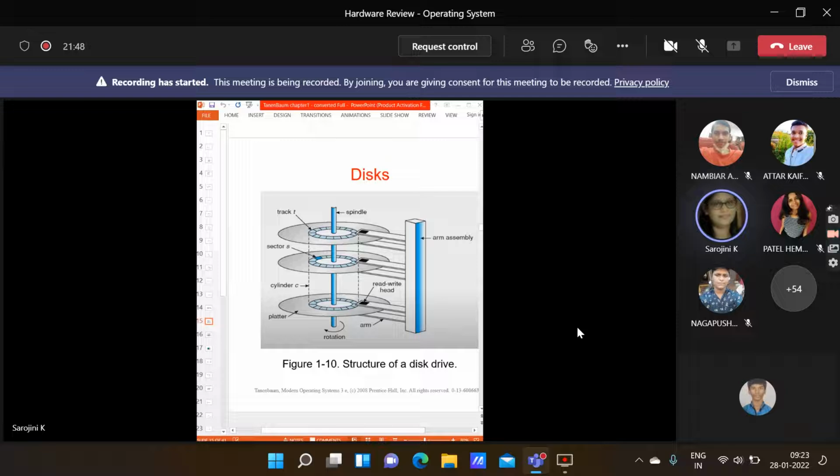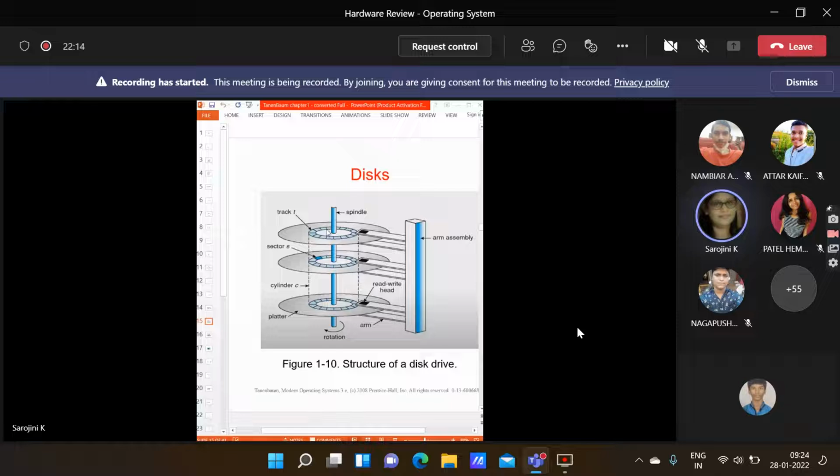You know what is a track? Each and every disk is split into a number of concentric circles. The concentric circles are called tracks. In this diagram, they have shown only one circle. Actually, like this, the entire disk will be filled with concentric circles. So those circles are called tracks.